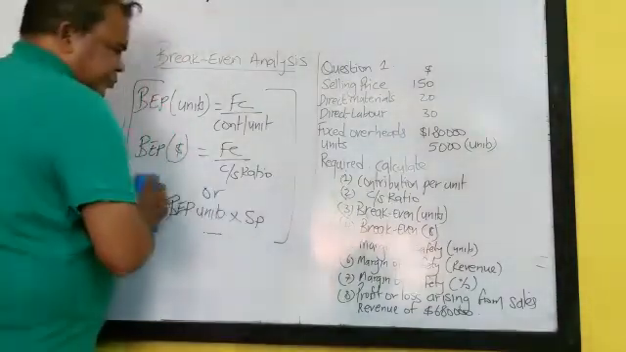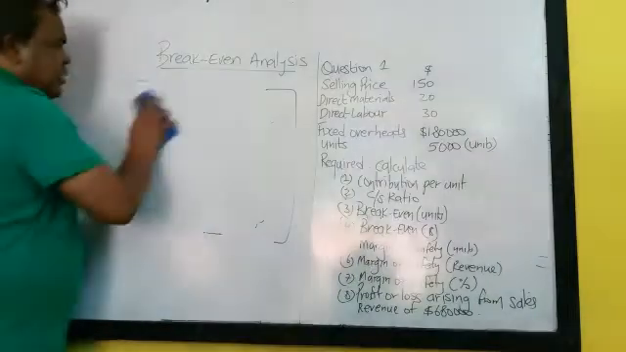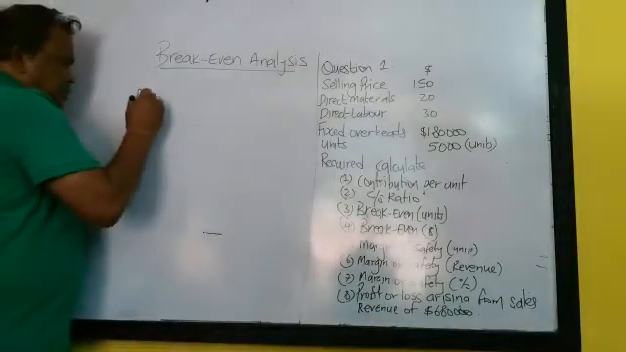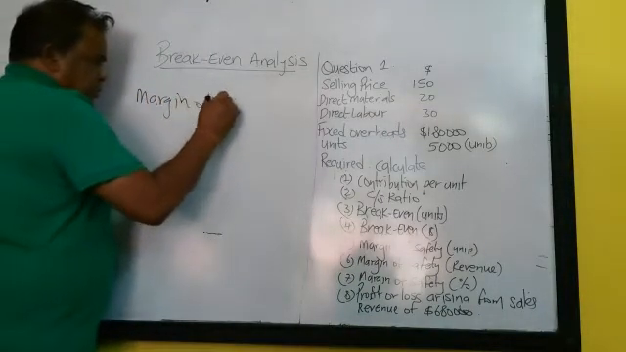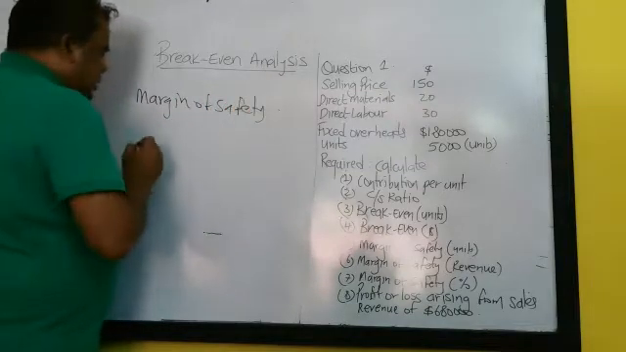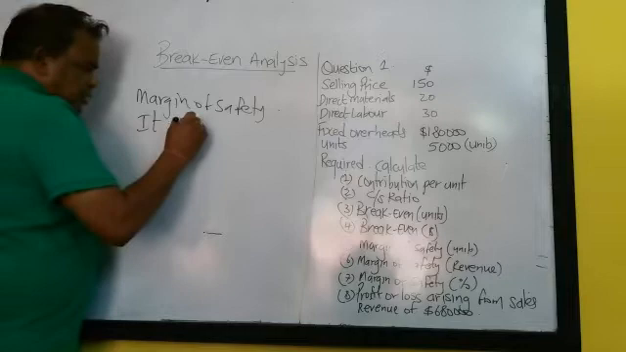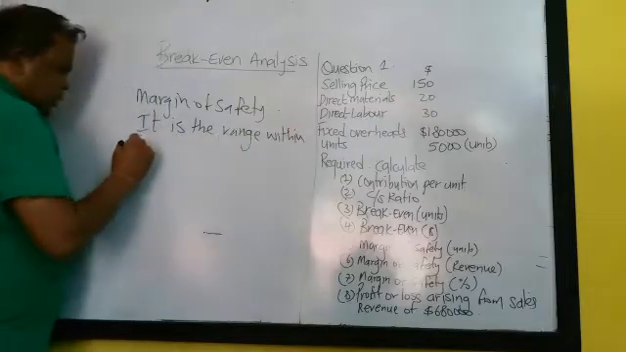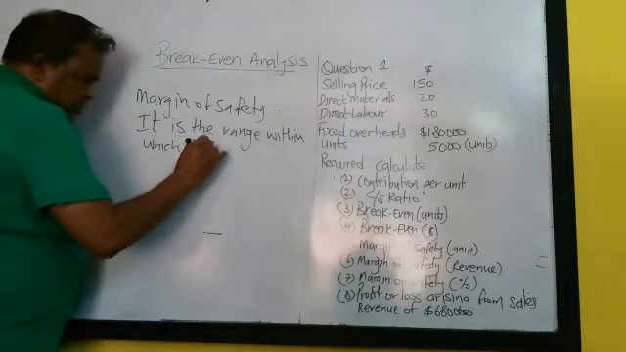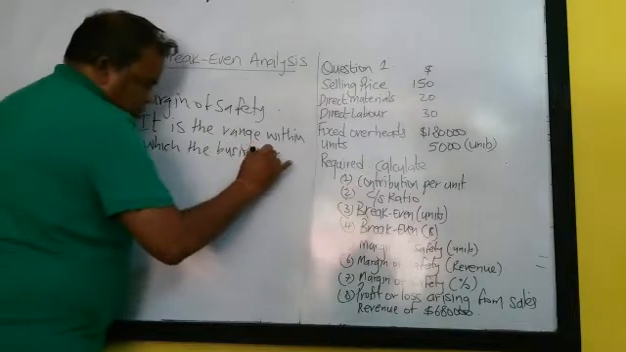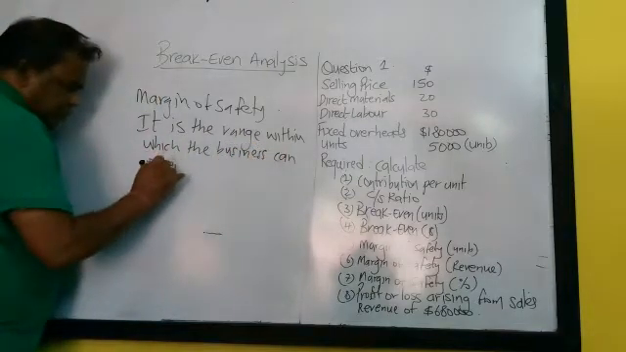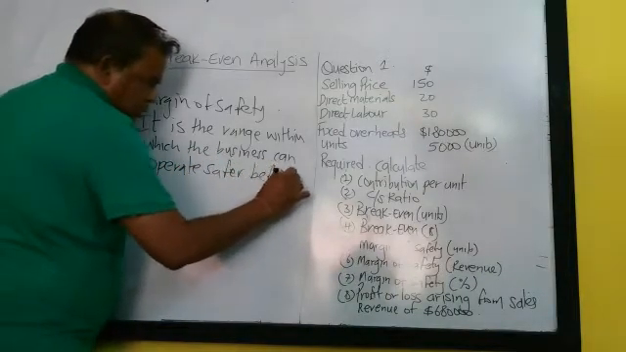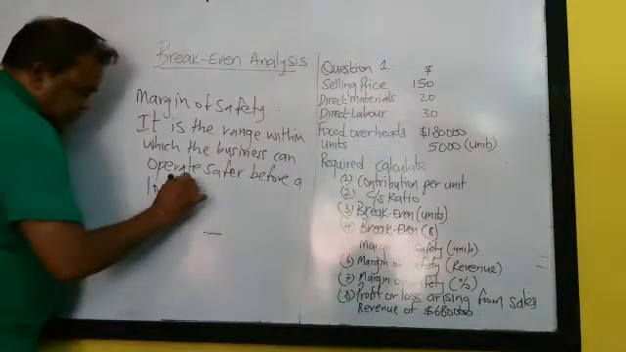Now, margin of safety. You have heard about margin of safety. It is a range within which the business can operate safely before a loss is registered.